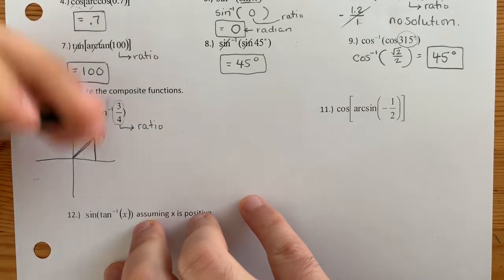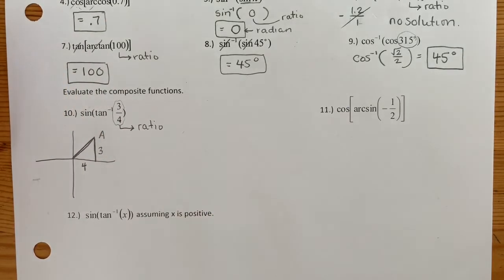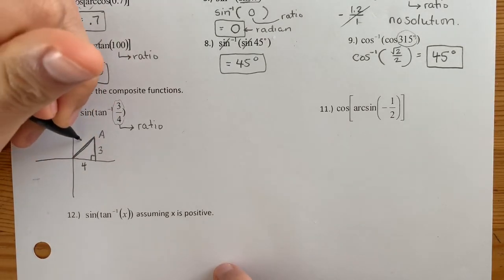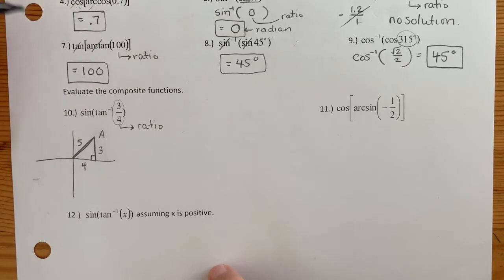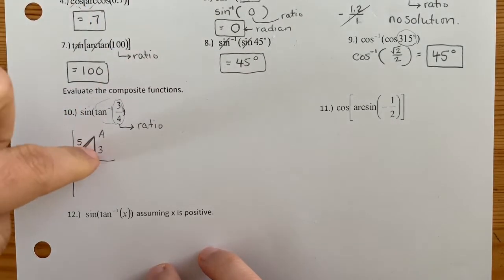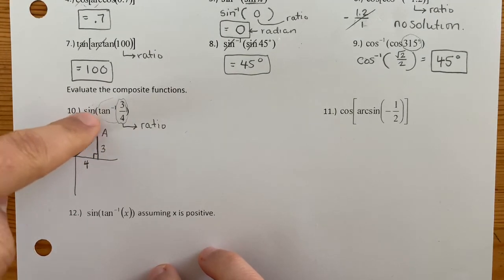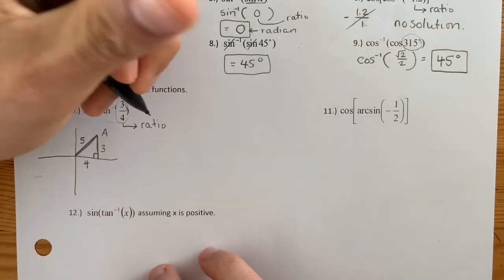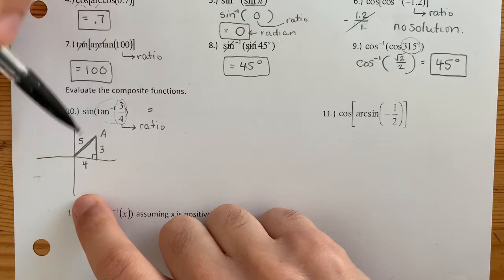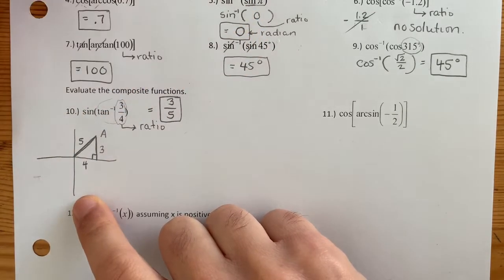With an opposite of 3, an adjacent of 4, and then I know the hypotenuse, either by using the Pythagorean theorem or by knowing the Pythagorean triple, would be 3, 4, 5. So I've taken care of what this tells me is this is the triangle. Now I need to find the sine of that. So the ratio of sine would equal opposite over hypotenuse. So the answer is 3 over 5.